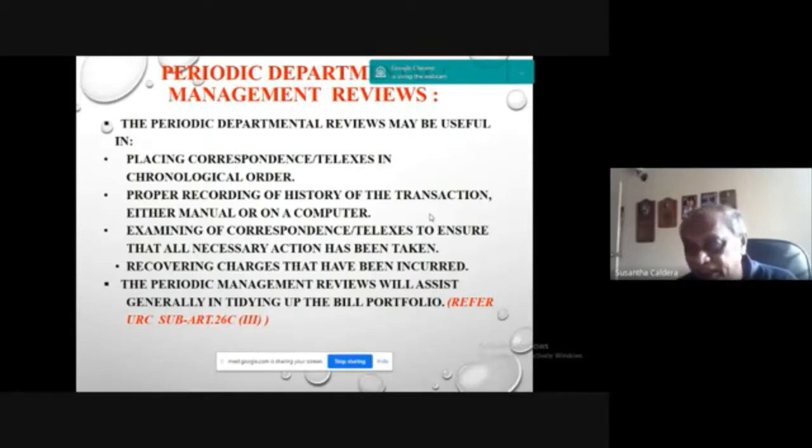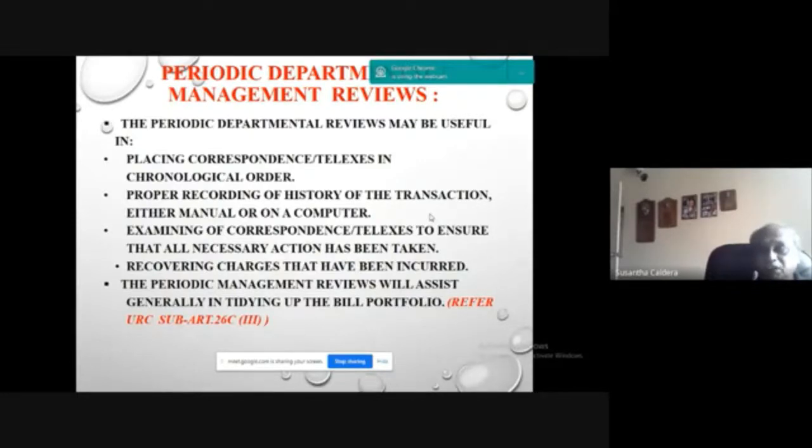Even if you are a clerk handling collection, start these things. Then it will be an eye opener to your superiors. Even they will not know about these things. Whenever you have less work on certain days, go through the files and see whether the correspondence and telexes are in chronological order. Then there should be proper recording of the history of the transaction, either manual or on a computer.